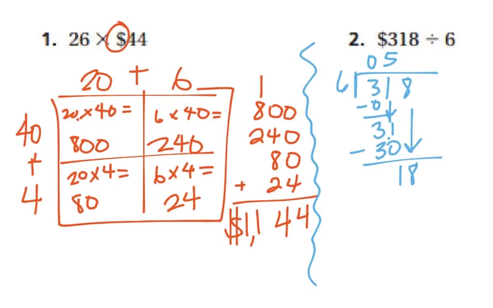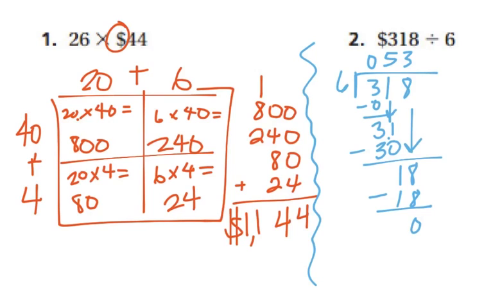How many times does 6 go into 18? Ooh, that's a nice one. That's actually a multiple of 6, which is 3 times. So 6 times 3 is 18, so I'll subtract out 18. 18 minus 18 is 0. I have nothing left over, and there's nothing else to bring down, so my answer is 53.